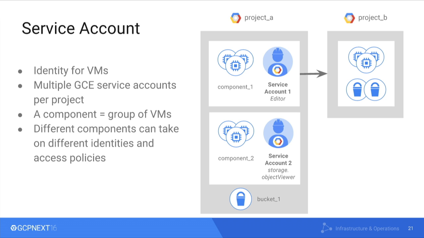So instead, what you do is have two different service accounts representing these two different components, sets of VMs, and grant each service account just a minimal set of privileges that your VMs need to operate. You can also dynamically change the privileges granted to the service accounts while the VMs are running without having to recreate your VMs.